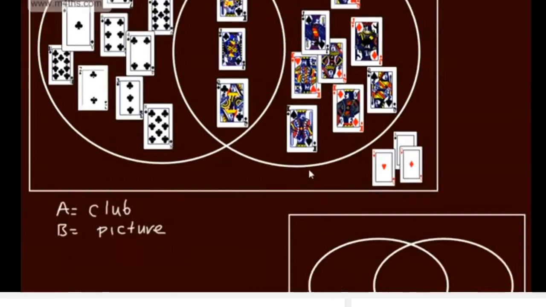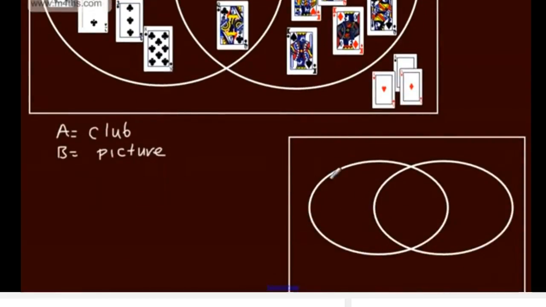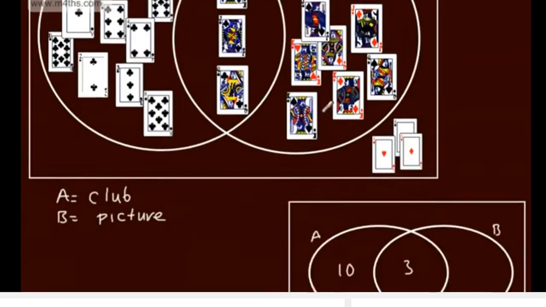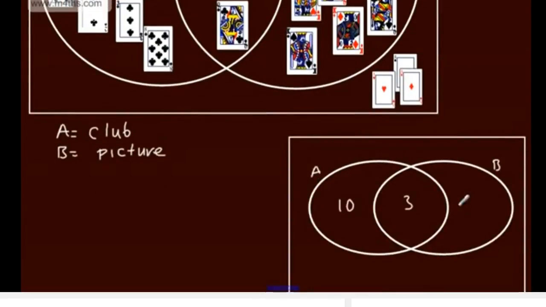If we wanted to put this information on, and I'll write it here, we've got A and B. In the middle, we've got 3. On this side, we've got 10, as there are 13 clubs in total. We realise that from the pack. And over this side, we know we've got 12 picture cards, so we've got 9 in total. 22, there are 52 in the pack. That leaves me 30 on the outside.